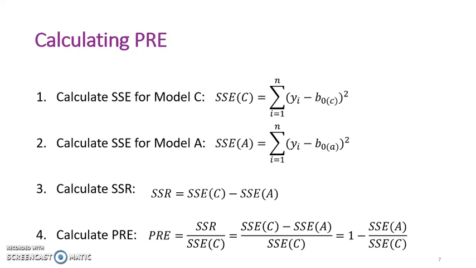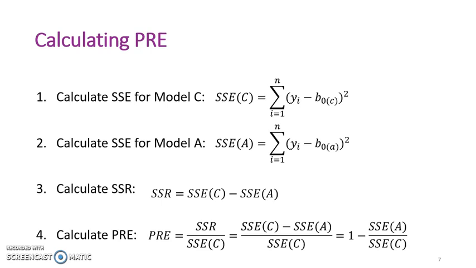So if we're thinking B0 is a mean, for example, there's a mean for model C and a mean for model A, and we plug those into the formulas for the sum of squared errors for each of the models. And then once we have those values, the sum of squared errors, remember each is a single value, we subtract the sum of squared errors from model A from the sum of squared errors for model C, and this gives us the sum of squares reduced.